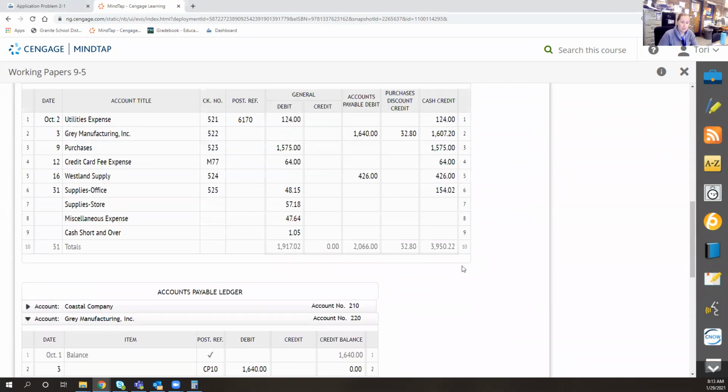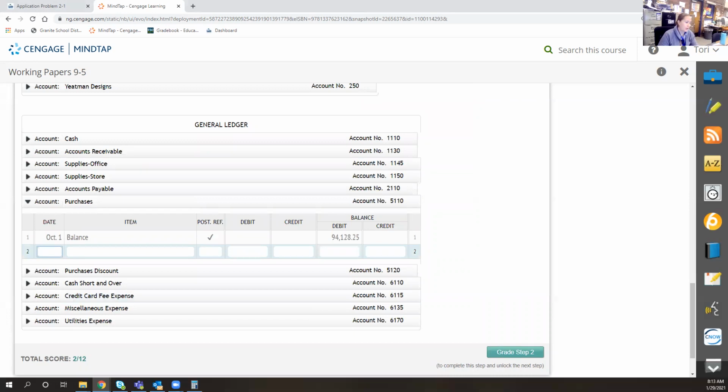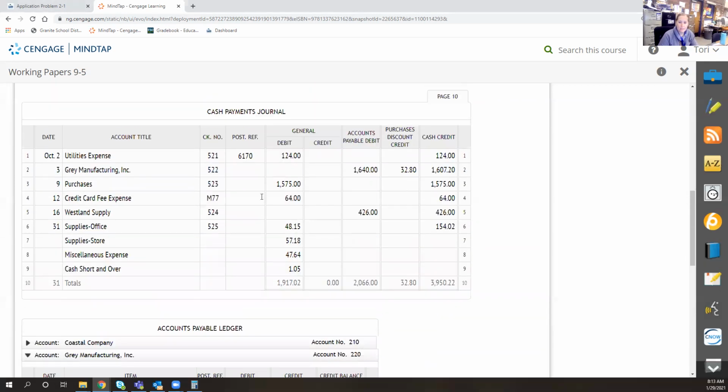All right, let's do our purchases. So down here on purchases, we're going to put in the 9th. We're going to do a CP10 for $15.75, and we're going to do it for $95,703.25. Post reference 510, back up here 510. Now I messed up on the post reference up top here for Greg. It should be 220.